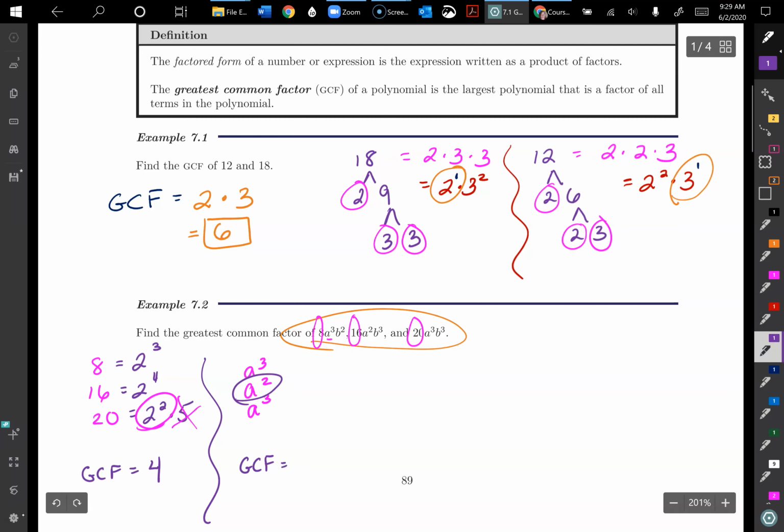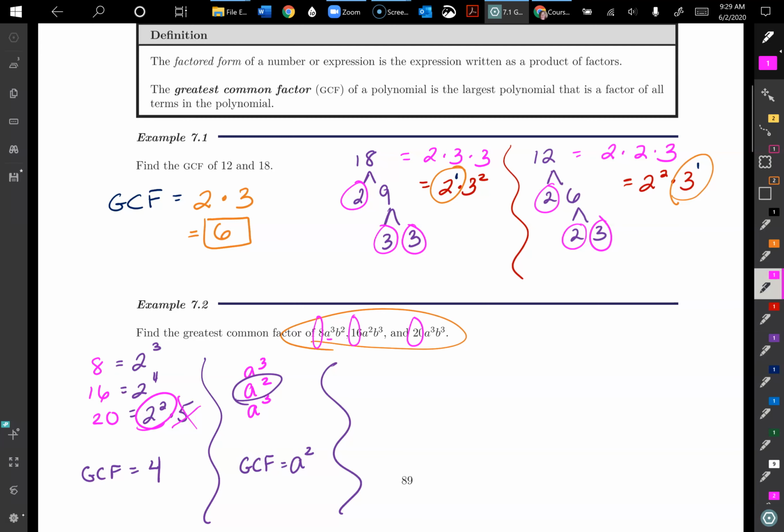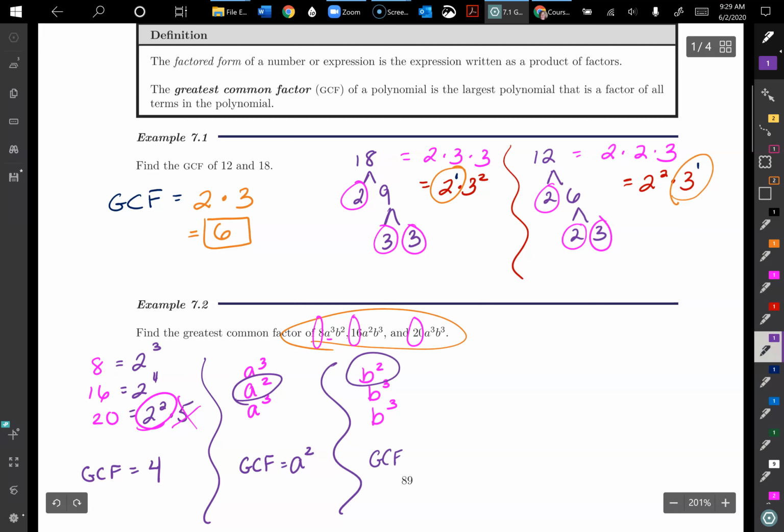And then do the same with the B's. It is really easier to deal with the letters than the numbers, actually. B squared, B cubed, and B cubed. So we want the lowest one. So again, we're going to pick B squared. So we have a GCF of B squared. So again, we want the smallest exponent on these so that they divide into it.